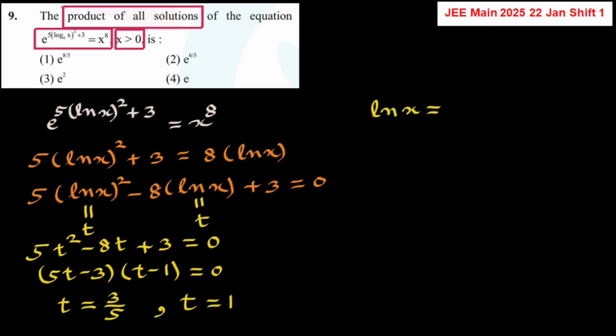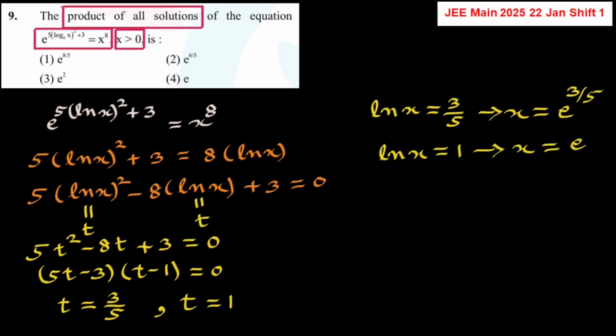So ln x is 3 upon 5 gives x equals e raised to 3 upon 5, and ln x equals 1 gives x equals e. So the product of solutions is e raised to 3 upon 5 into e, which is e raised to 8 upon 5. So the correct answer option here is 1, e raised to 8 upon 5.